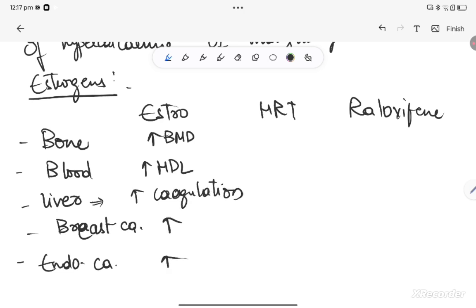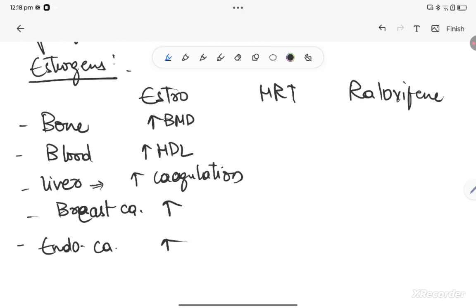When we give hormone replacement therapy, what I mean by that is estrogen is combined with progesterone. Bone mineral density increases, HDL increases, liver coagulation factor expression increases, breast cancer incidence increases. The only thing which reduces is endometrial cancer. So, hormone replacement therapy has a benefit in postmenopausal women, but it also has a lot of side effects.